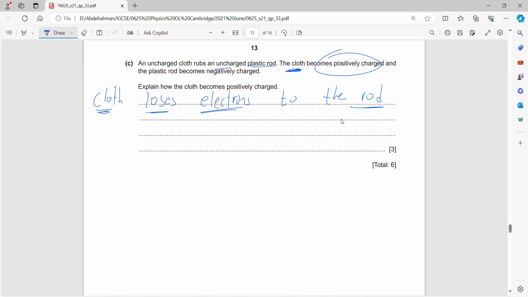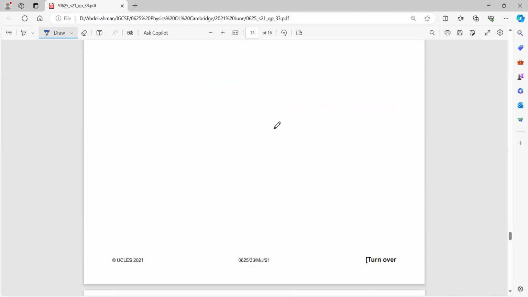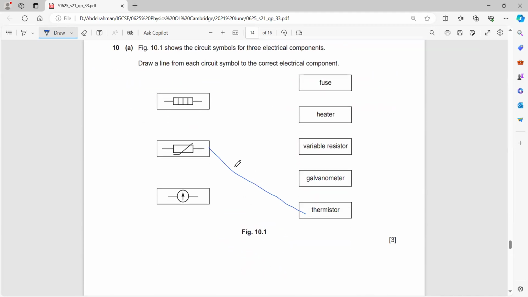Because he already said that they become charged. If he asks you how to charge them in this question, how to give a positive charge to the cloth, then you will say that you must use friction between the cloth and the rod. That would be worth 1 mark. But going back to this question, this is a thermistor, and the last one is a galvanometer. The first one, guys, is a heater. Yes, well done.